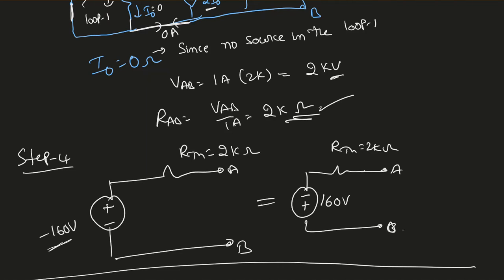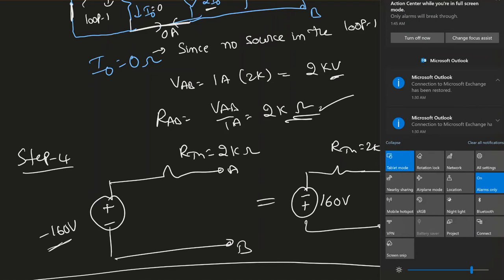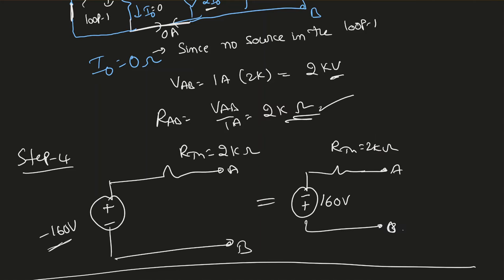Okay, so this is my second example based on the dependent source, solving for the Thevenin theorem. I'll stop this video here. In the next video I'm going to solve an example based on the Norton theorem. Thank you.